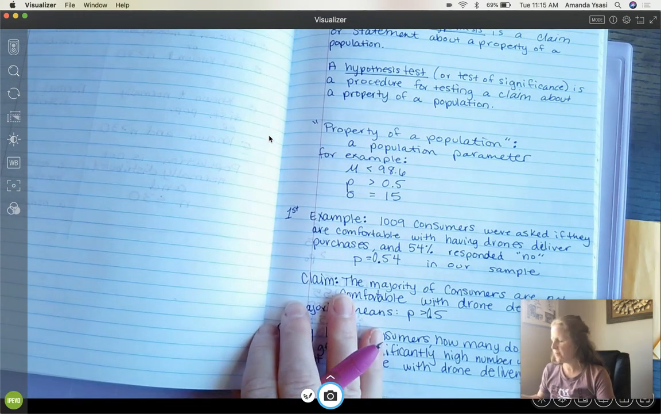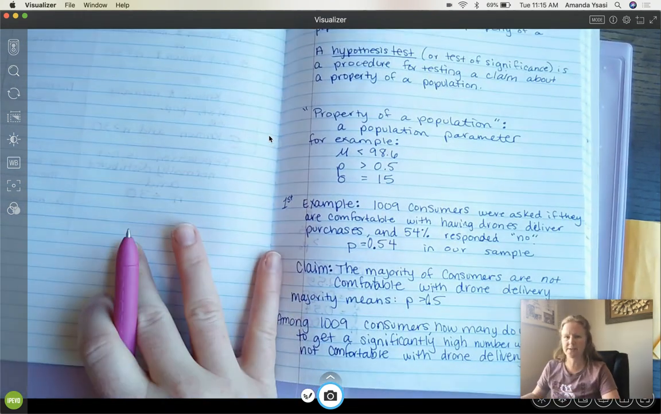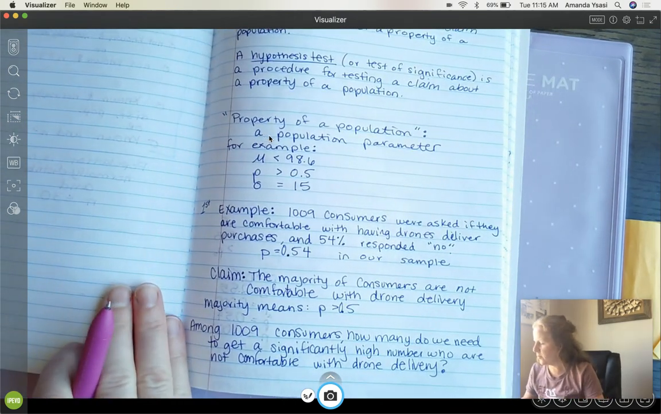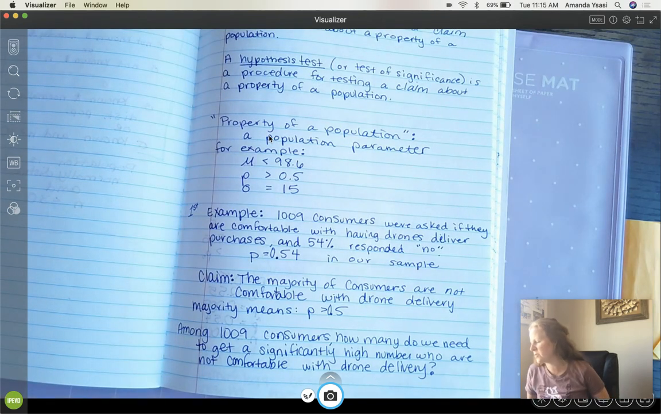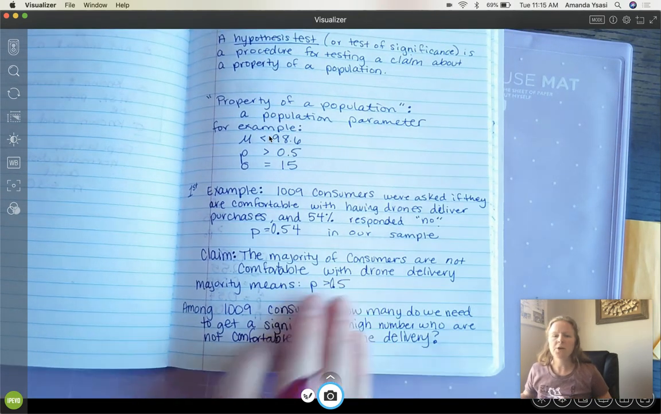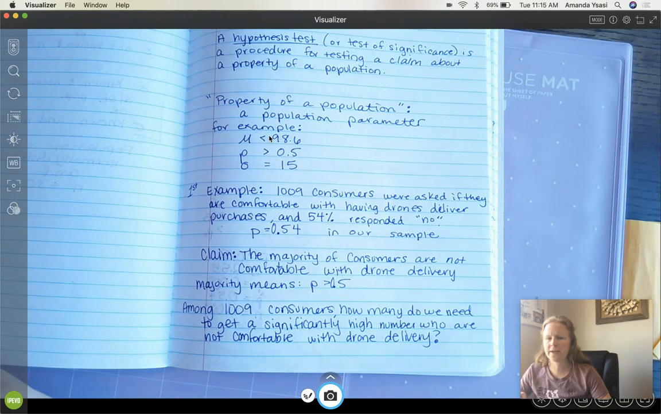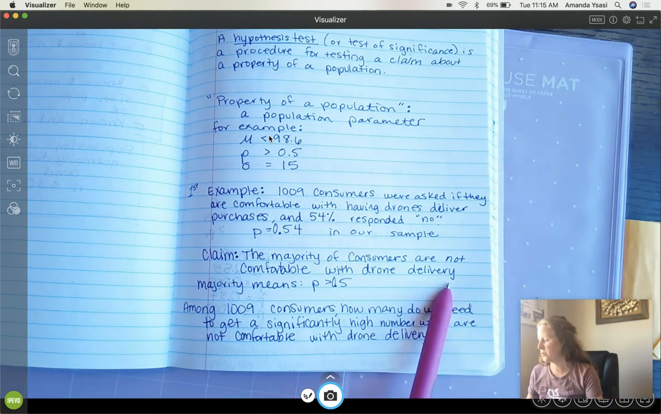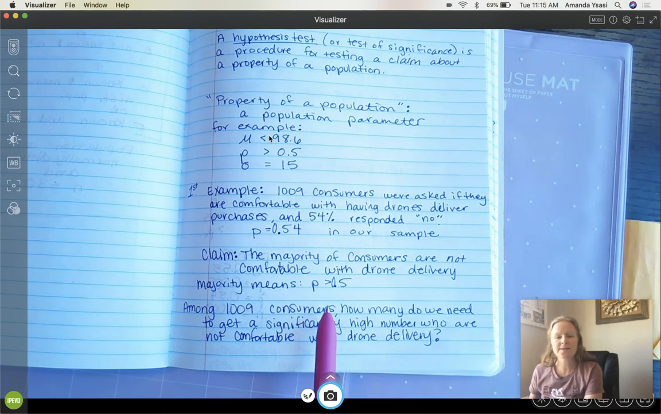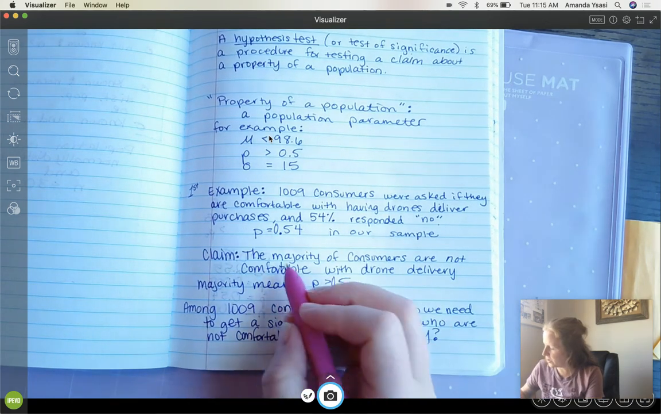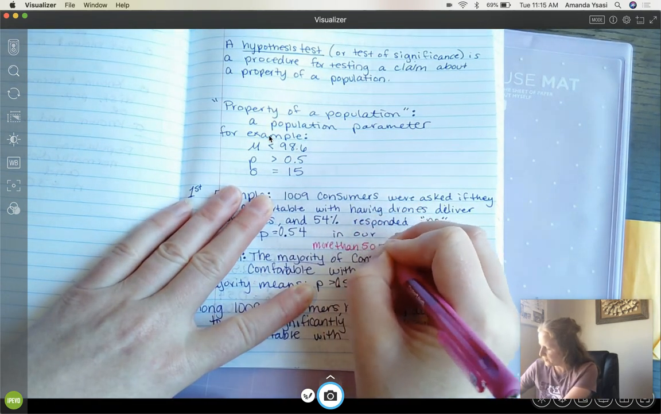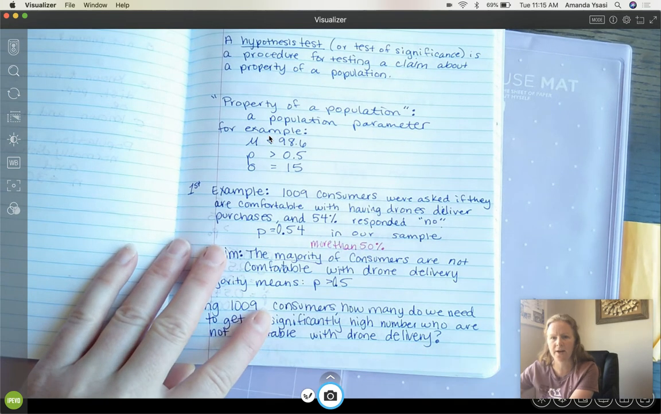So our first example, which we're going to use throughout this lesson, is 1,009 consumers were asked if they are comfortable with having drones deliver purchases, and 54% responded no. So our proportion, or our probability, is 0.54 in our sample. So our claim is the majority of consumers are not comfortable with drone delivery. In order for us to say that, majority means more than 50%. That's what majority means, right?